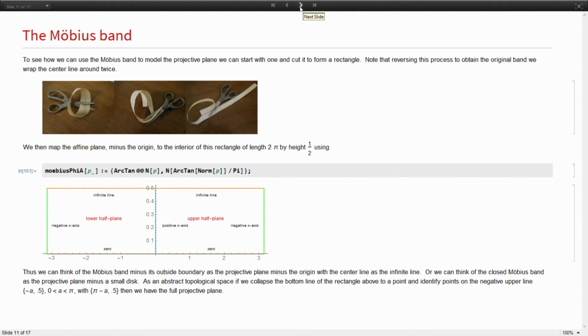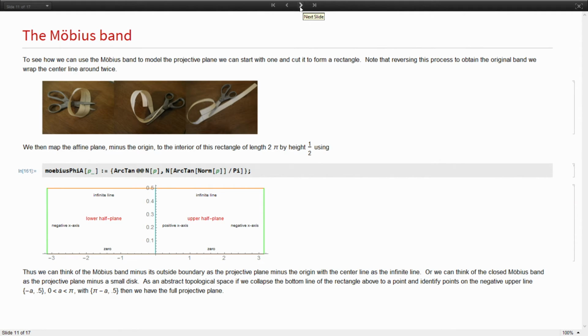So if you reverse what I just did and put it back together again, this long strip folds into the Möbius band. Okay, so the picture here, the ratio between the two x and y axes is quite different, because it's supposed to be a very long skinny strip. But what we have here is the upper half plane on one half, the lower half plane on the other half.